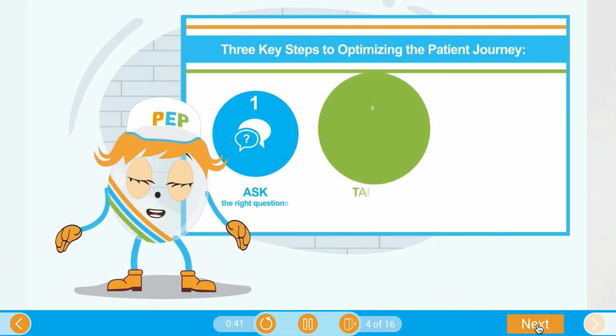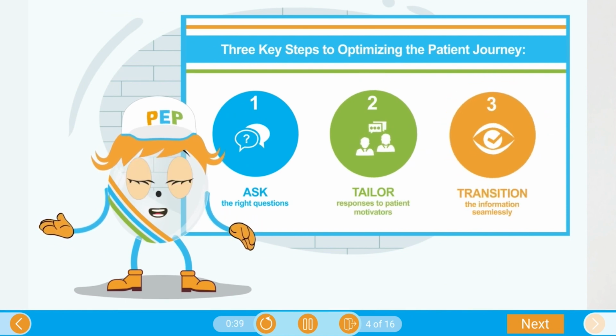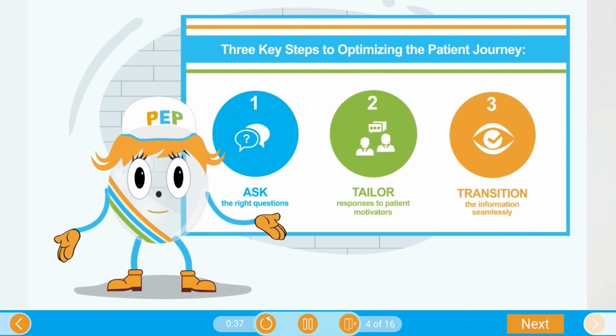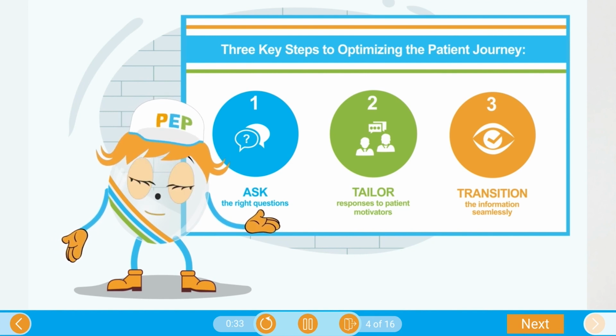Remember, too, the 3 steps to optimize the patient journey. Ask, tailor, transition. Ask the right questions. Tailor responses to the patient. Transition the information to the next teammate.